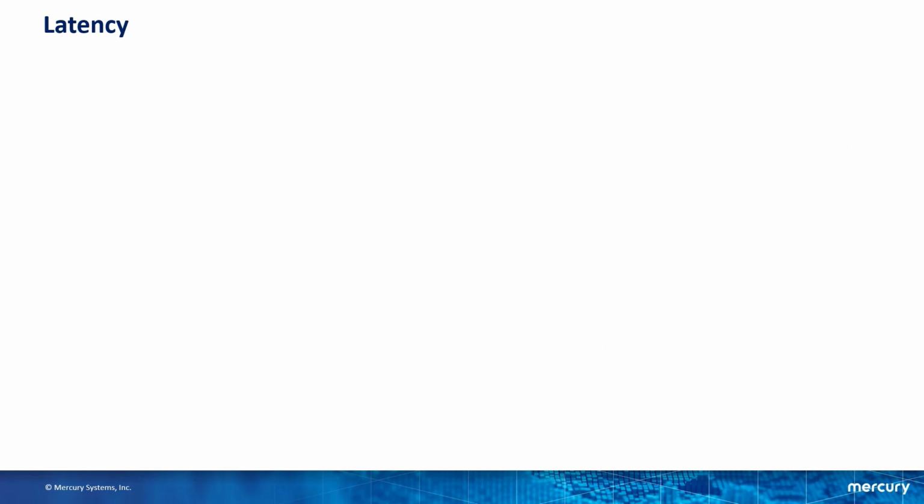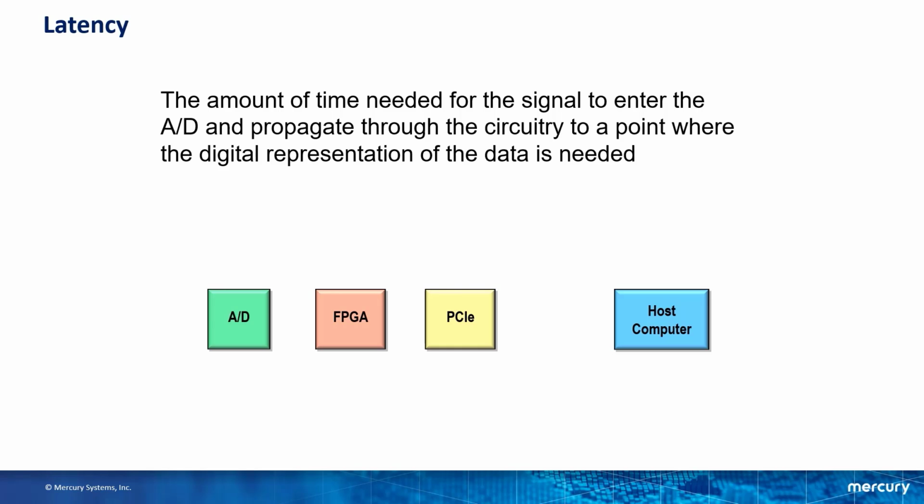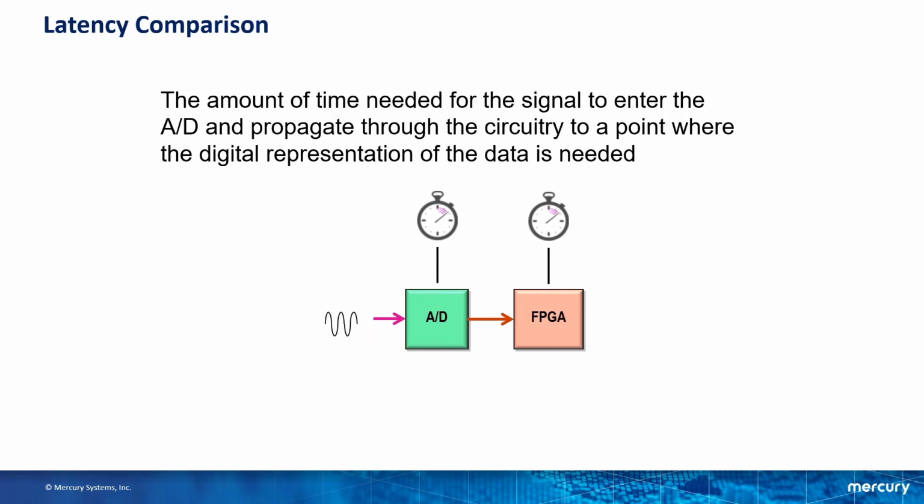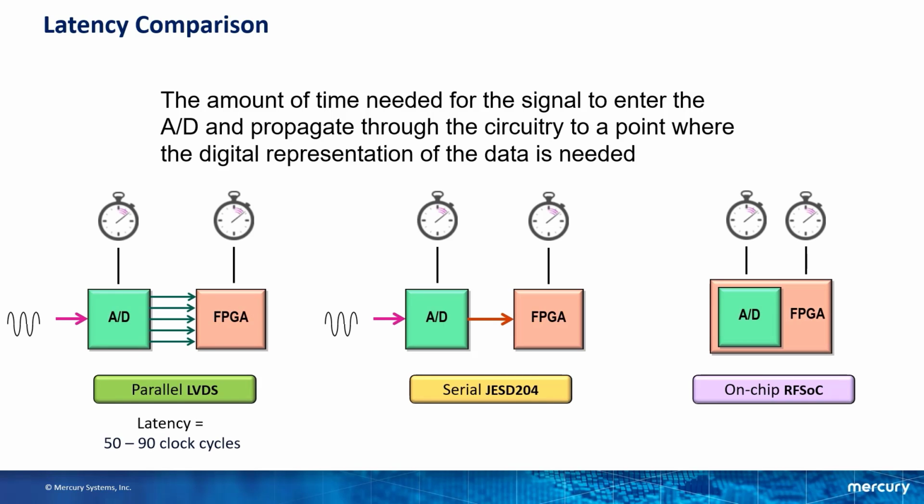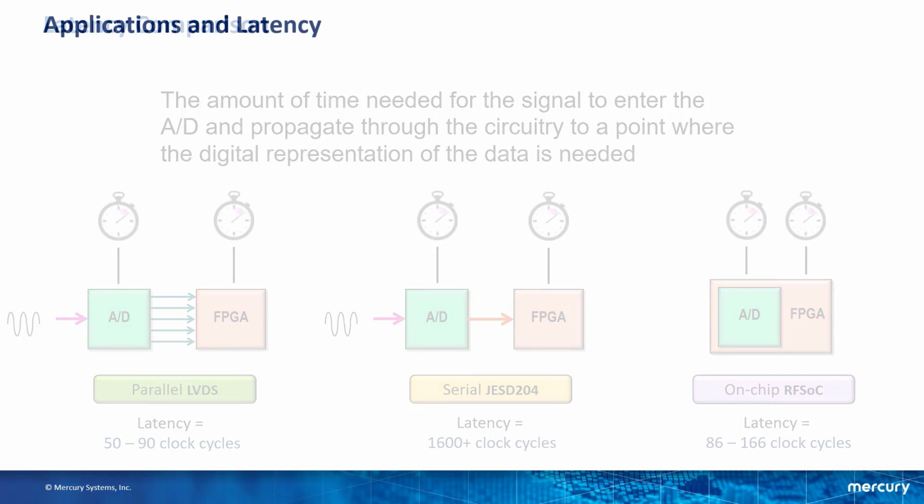Another parameter is latency, which here I'm defining as the amount of time needed for the signal to enter the A to D and propagate through the circuitry to a point where the digital representation of the data is needed. If I compare the 3 interface types, parallel interfaces introduce the least latency at about 50 to 90 clock cycles. Close to parallel is RF SoC with 86 to about 166 clock cycles, and serial interfaces like JESD have much longer latencies in the range of 1600 clock cycles or more, making those converters a mismatch for low latency applications. So what are low latency applications?